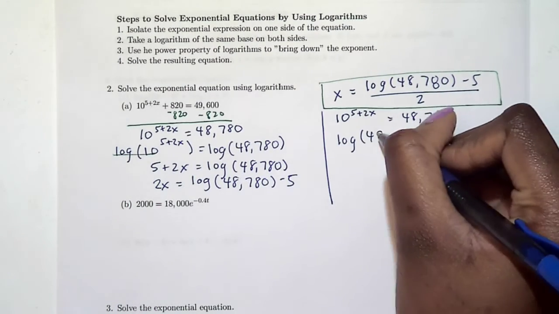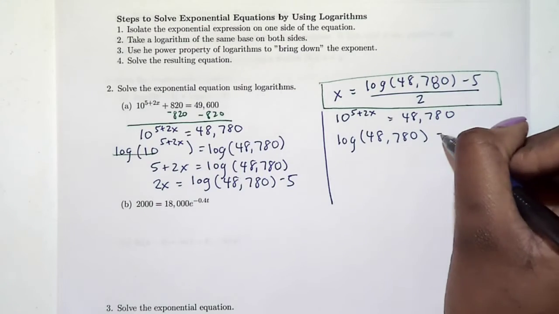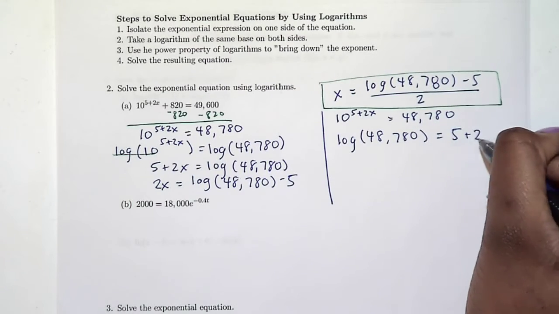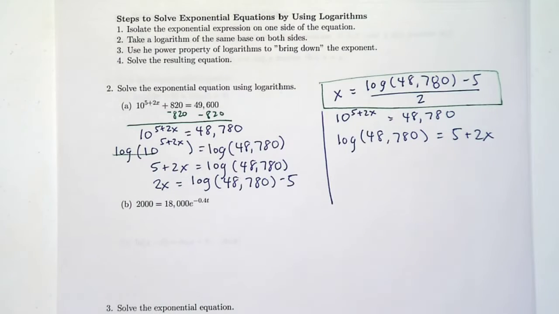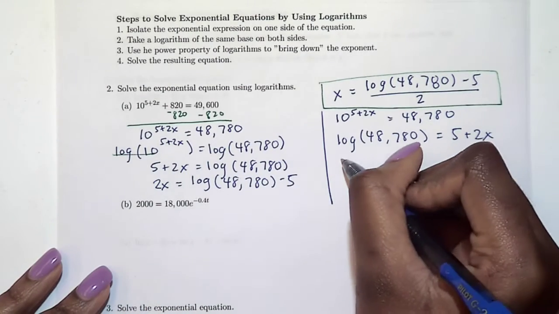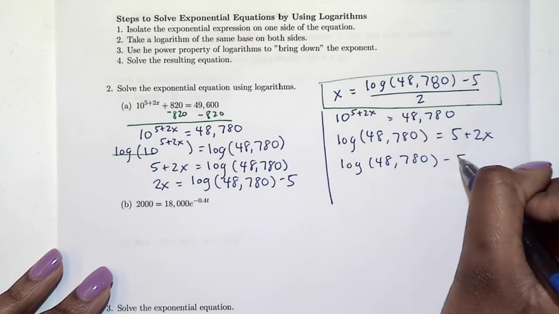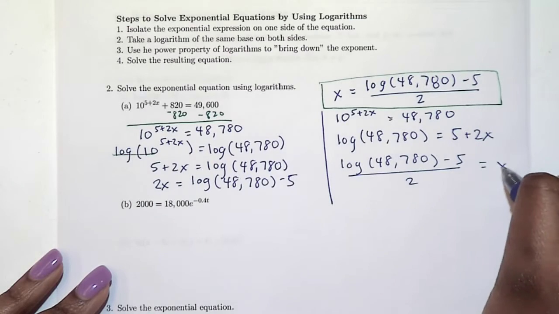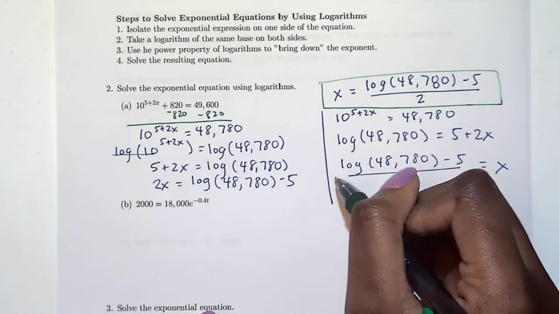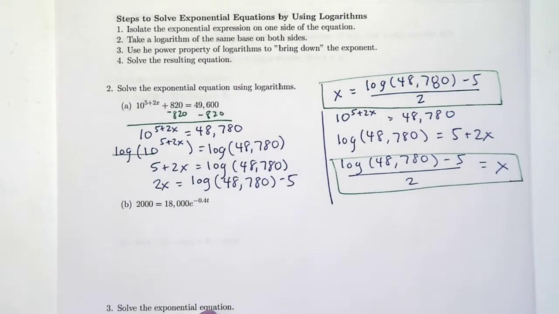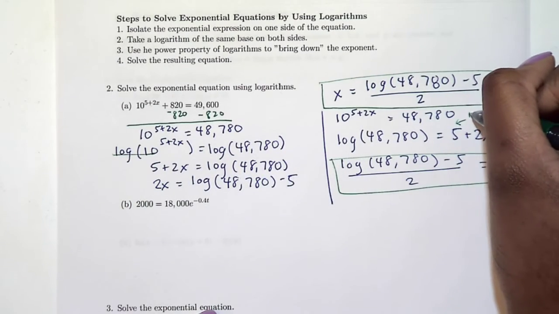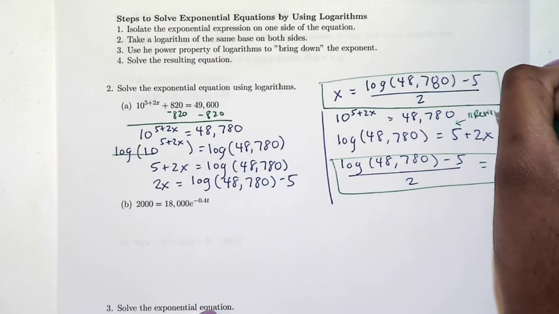So if I rewrite this in log form, I will have log base 10 of 48780, and the other side would be the exponent. And then we would do the same thing and get the answer. Subtract the 5 and divide by 2. Same answer, but this way I just rewrote it in log form.